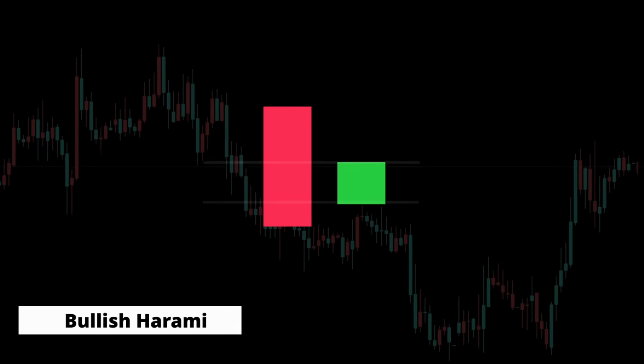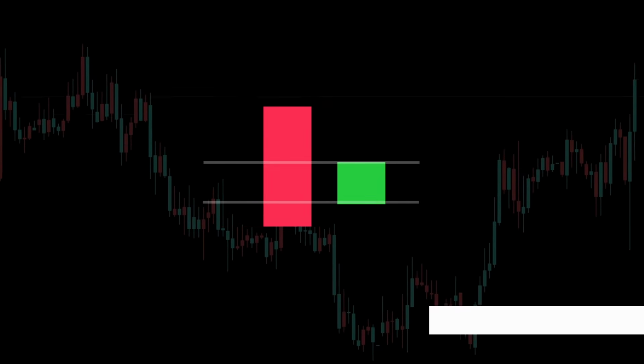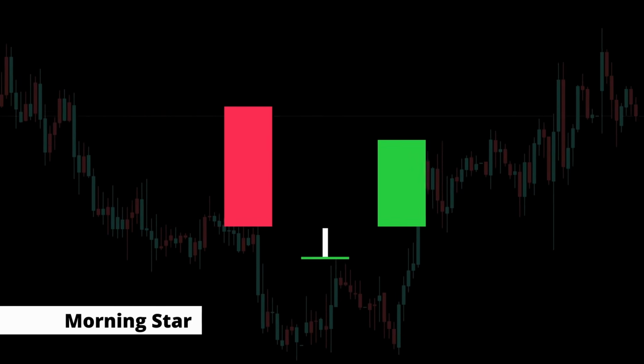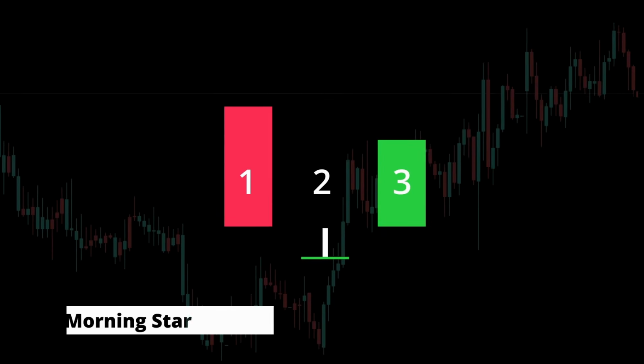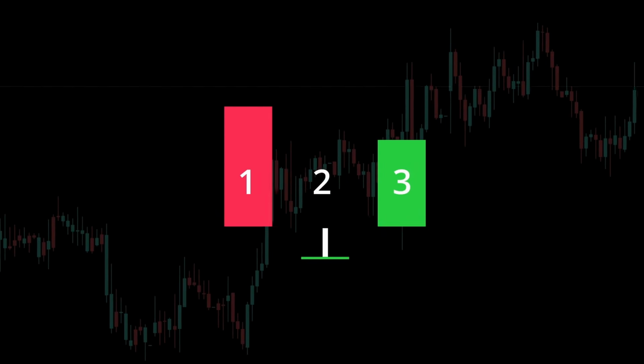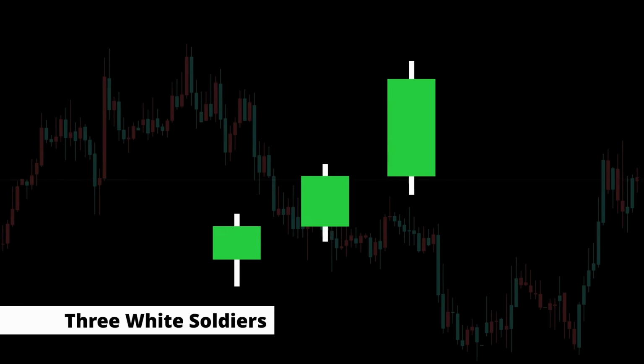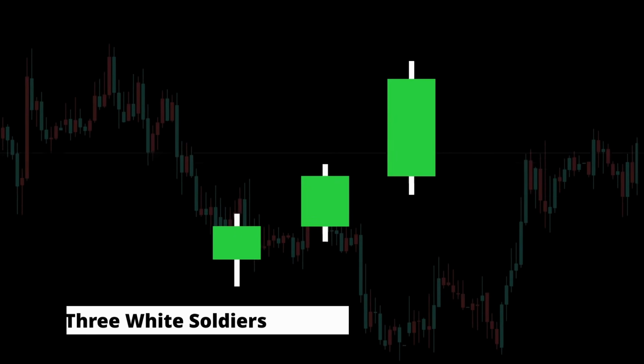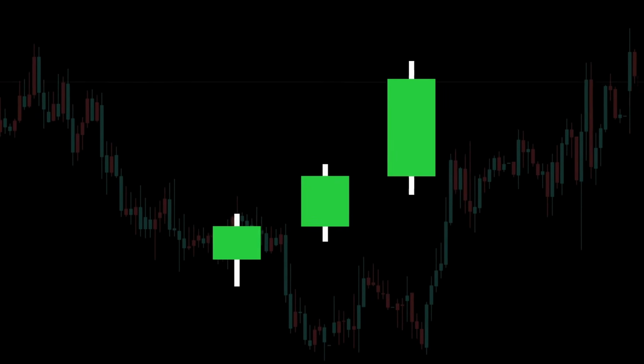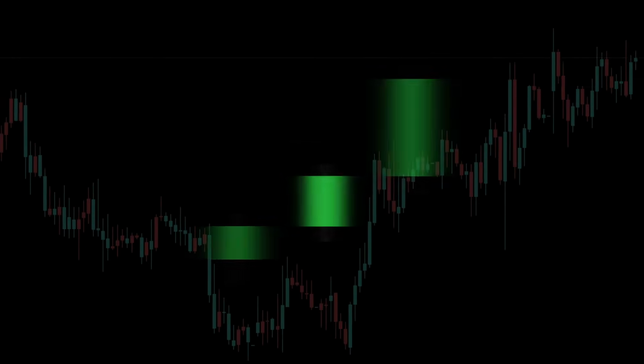Bullish harami. A small candle is observed inside the range of the big red one. Morning star. 3 candles with a doji in the middle. A story of momentum change, a signal for the start of a trend. 3 white soldiers. 3 long green candles gradually increasing. Strong bullish momentum observed after a prolonged downtrend.